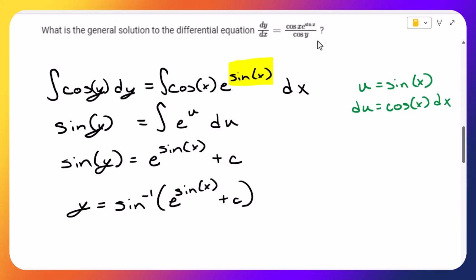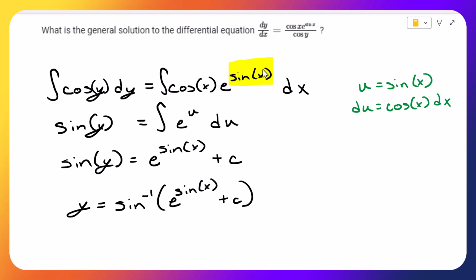Sorry if that was a little hard to see. I'm realizing that now, but whatever. And then we integrate both sides. What is the antiderivative of cosine of y? Well, that's just sine of y. And here, we have cosine x times e to the sine of x. Well, I don't know how to integrate this, but I noticed that the derivative of sine of x is cosine of x. So let's do something with that.